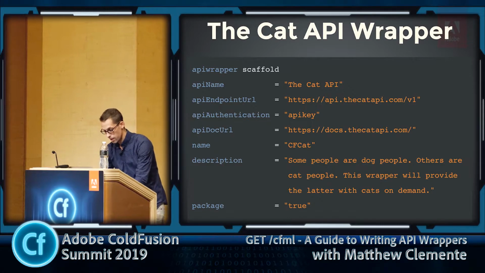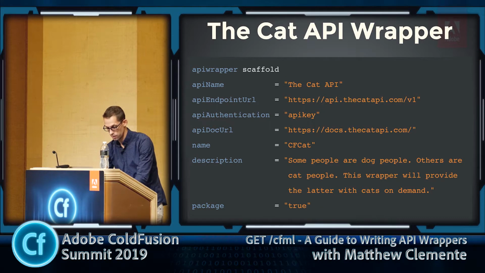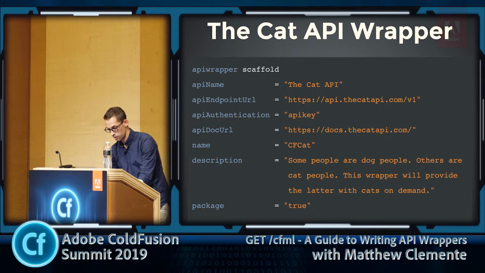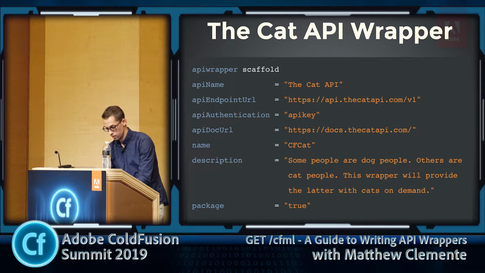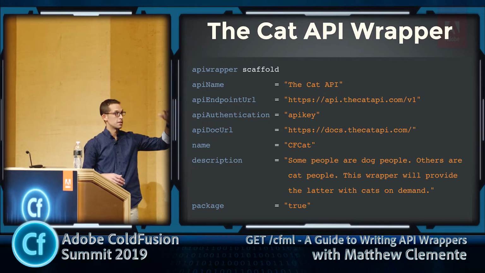The name of the API is the Cat API. The endpoint URL, which I should have, that's the endpoint. It has key authentication. Done. Saved here. Enter a name, we'll call it cfcat. A description. There's our description. I'm the author, I want a box.json. Alright, and done. It's spun up our wrapper.